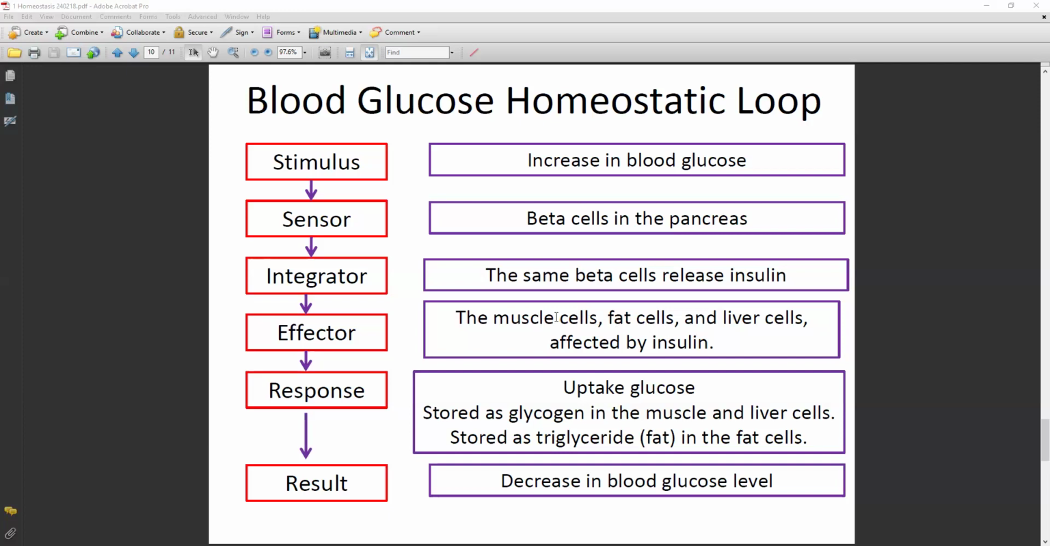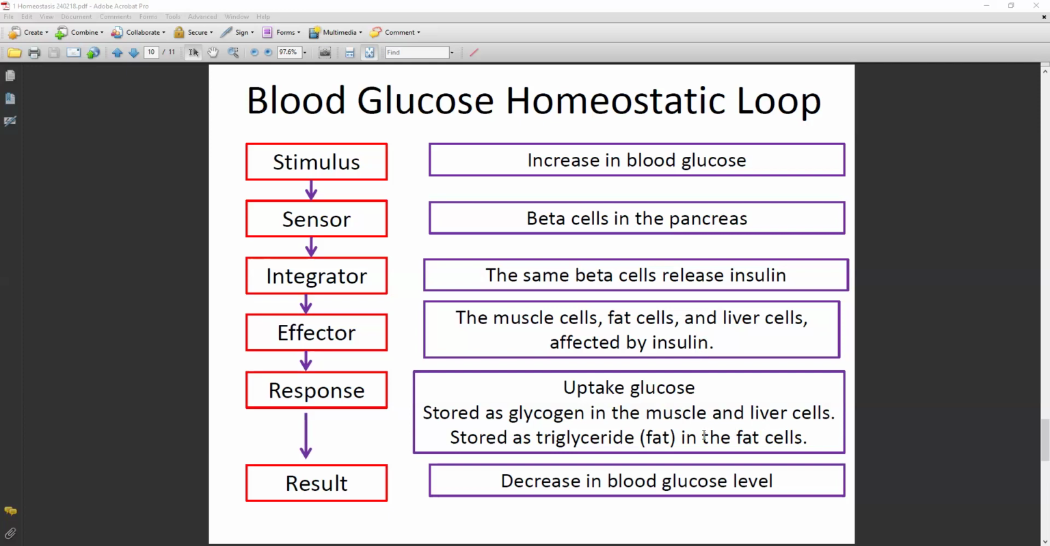Muscle cells can store this excessive glucose. Fat cells can convert this glucose into fat and store it in your fat cells. Liver cells can store it as glycogen. Most of the time it's glycogen. Sometimes it can store it as lipid, but that's the secondary option. So usually it stores it as glycogen, and triglyceride, sorry, fat too.